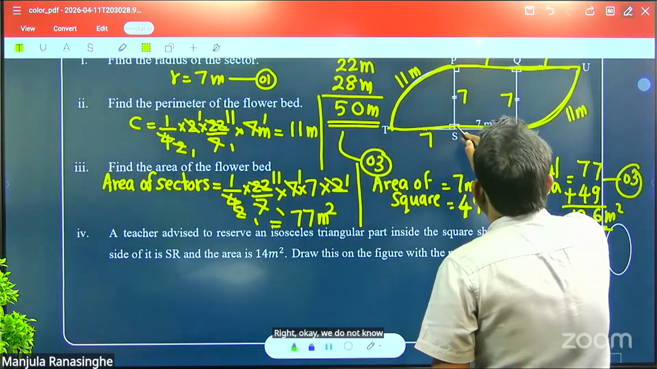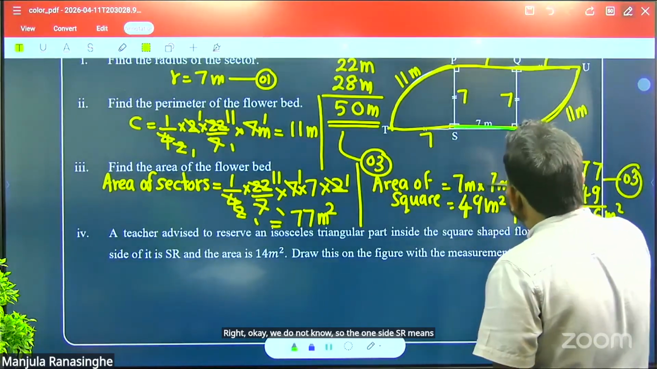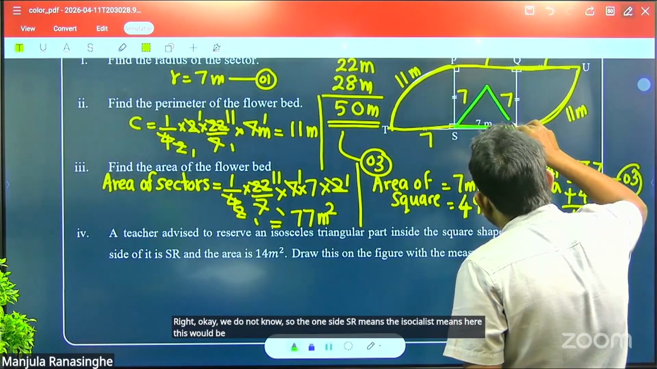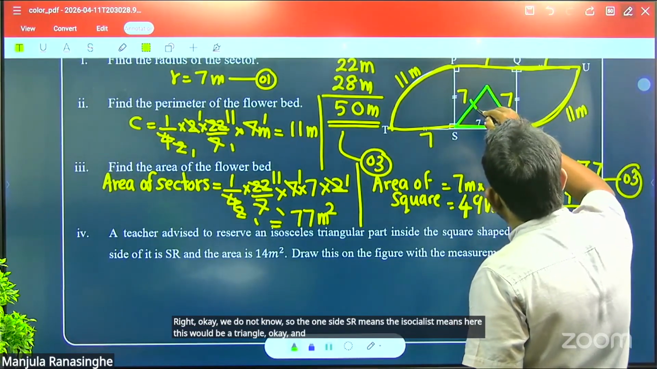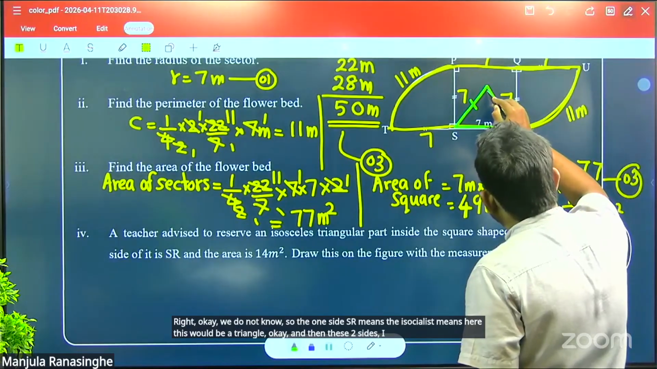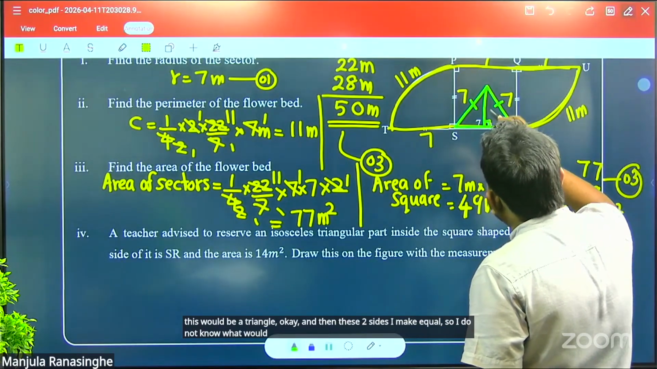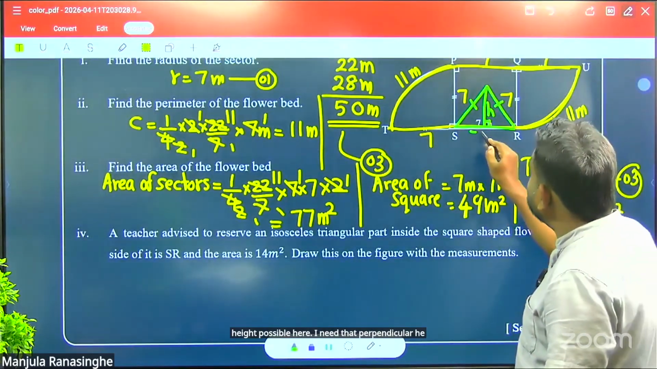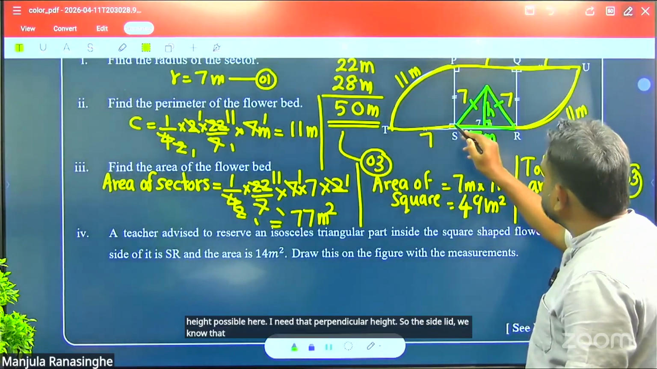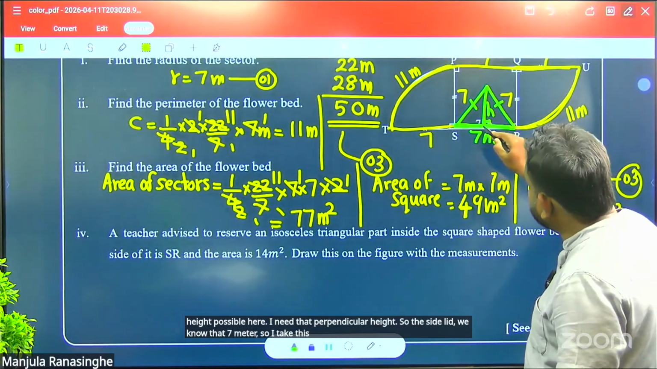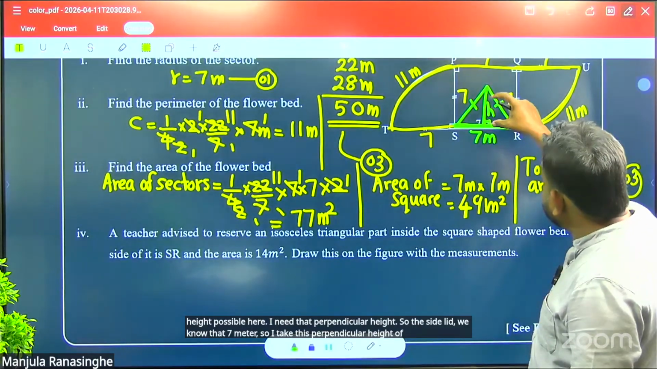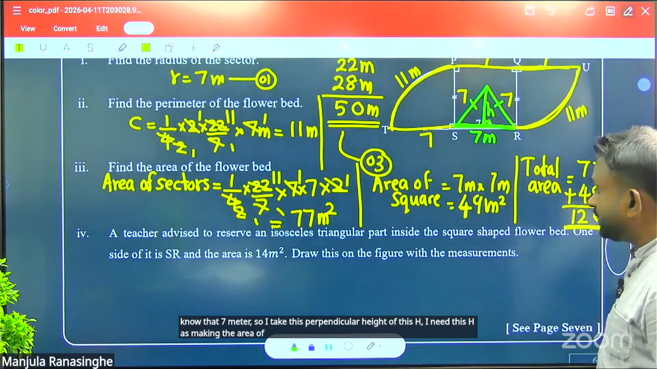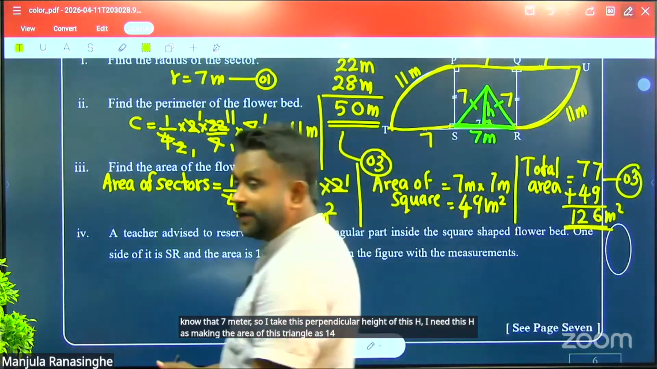So with one side SR, the isosceles means this would be a triangle, and I make these two sides equal. I do not know what the height would be here. I need that perpendicular height. The side length we know is 7 meters. So I take this perpendicular height as h. I need this h to make the area of this triangle 14 square meters. So I find the h.